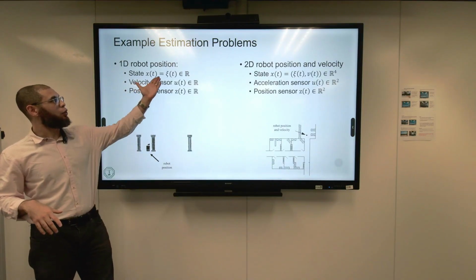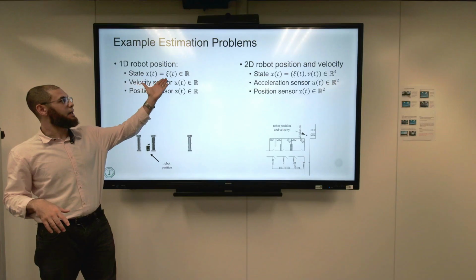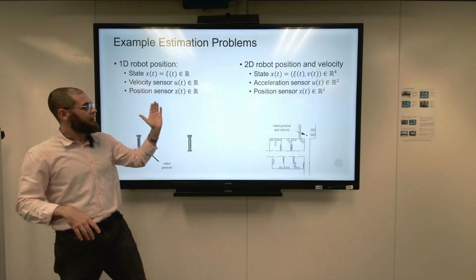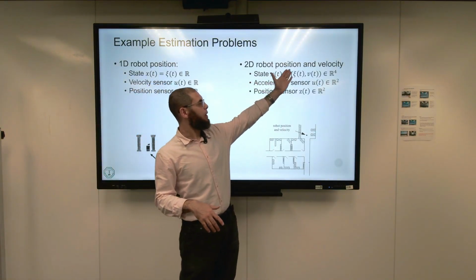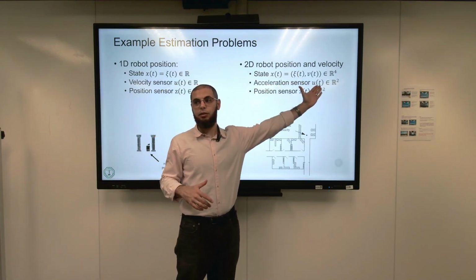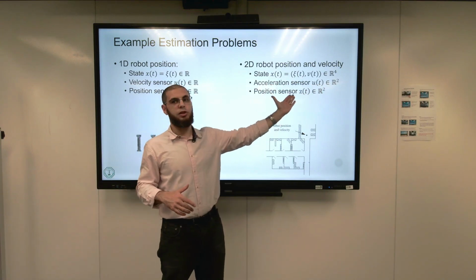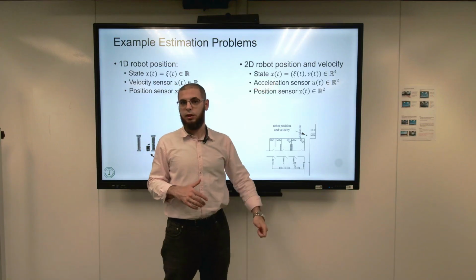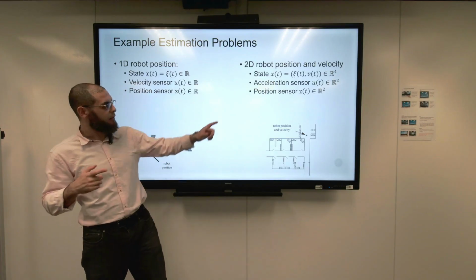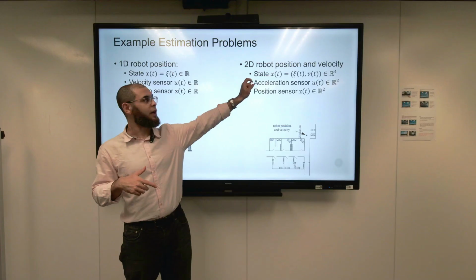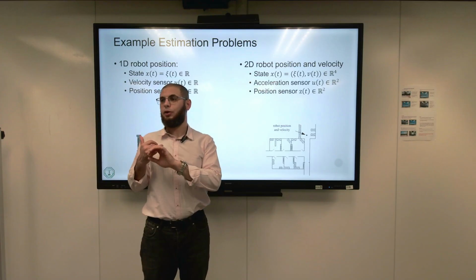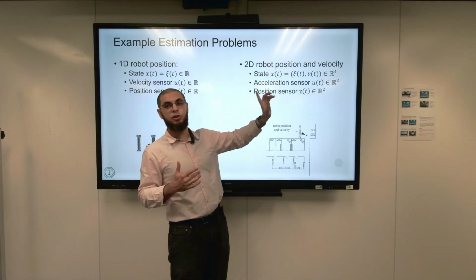In this case, we have only the state of the robot to be the position. We have one velocity sensor and another position sensor. And then in the 2D problem, we said that we have position and velocity, and then we have the acceleration measured proprioceptively, and we have the position measured exteroceptively using these two sensors. Okay. And something that you can actually identify from this problem, and I'll come back to it later because we're going to look at this example today. You see, I only have a sensor for the acceleration and for the position, right?